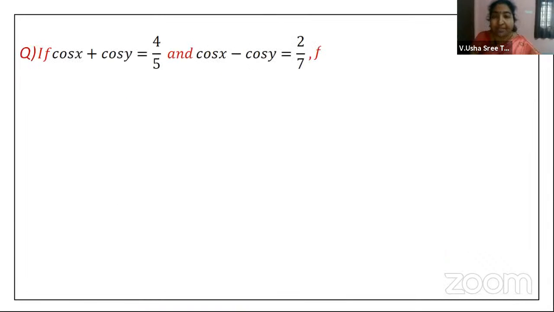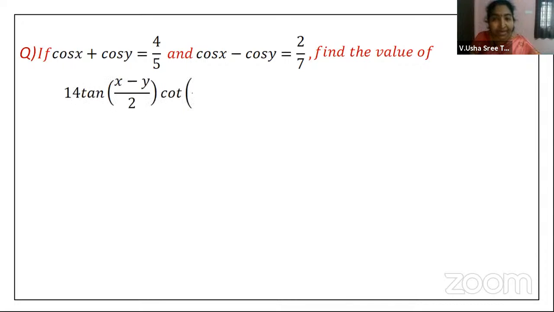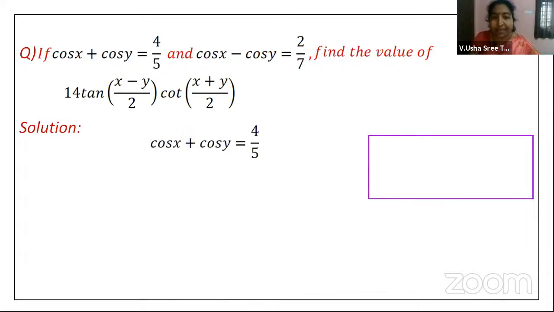Now, one more problem of similar type, children, and this is an important problem. Generally, these questions will be asked for 4 marks. Cos x plus cos y is given as 4 by 5 and cos x minus cos y is given as 2 by 7. We need to find the value of 14 tan (x minus y) by 2 cot (x plus y) by 2. We need to get the value. We are not proving it. Okay. Now, just like what we have taken previously, we will take the same thing.